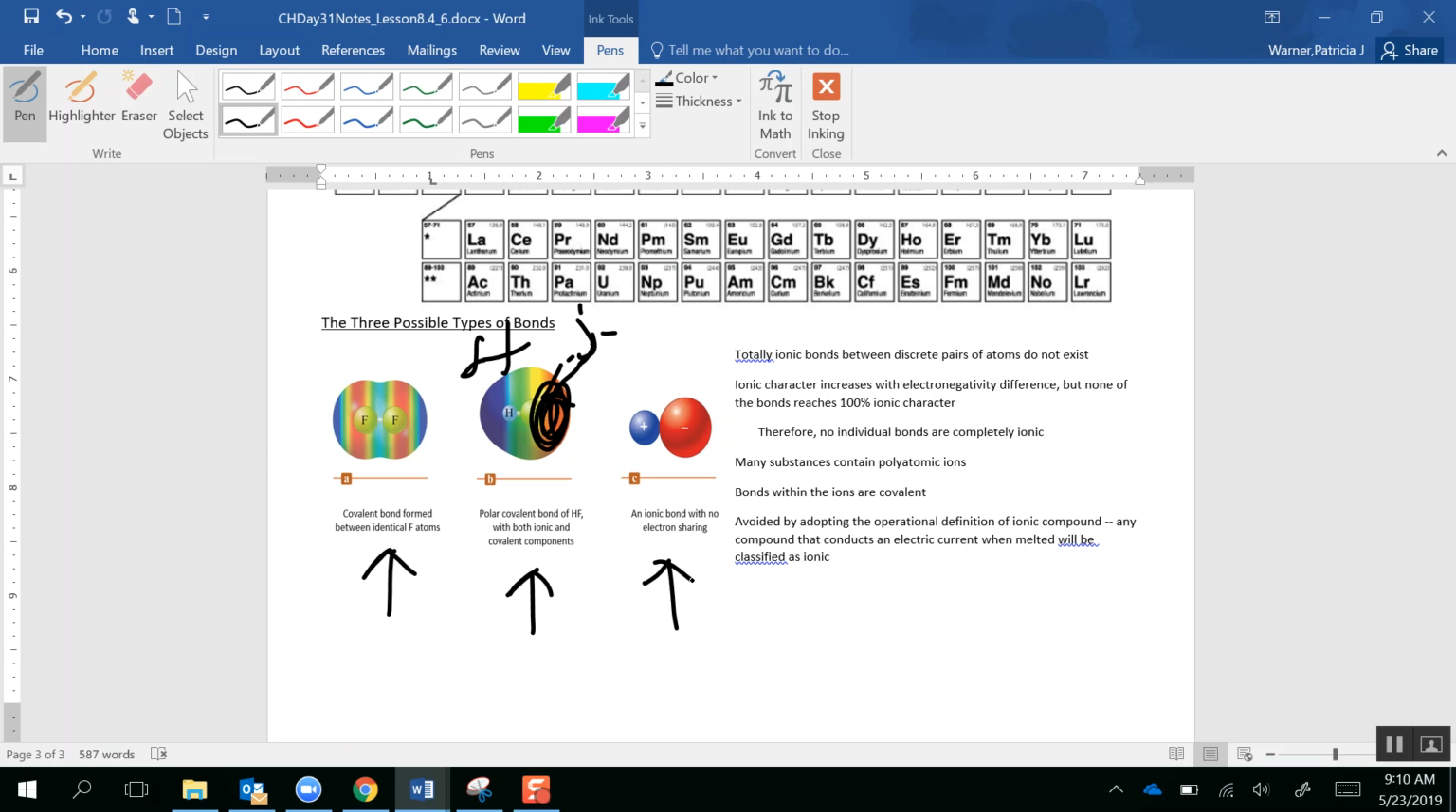All right, well that completes lessons 8.4, 5, and 6. We will move on in this chapter and we will get to electron configuration.